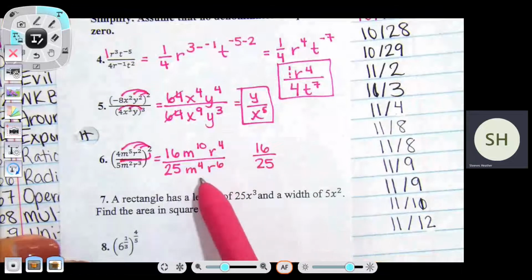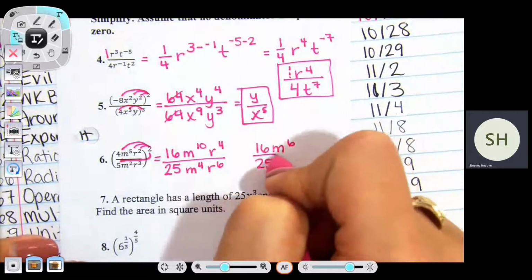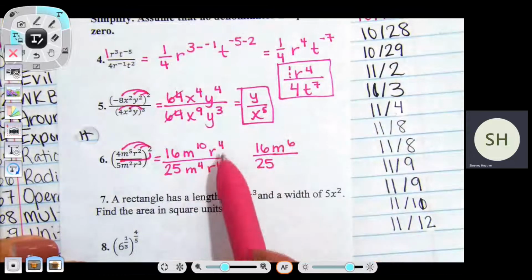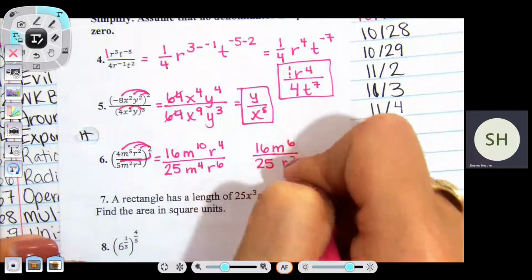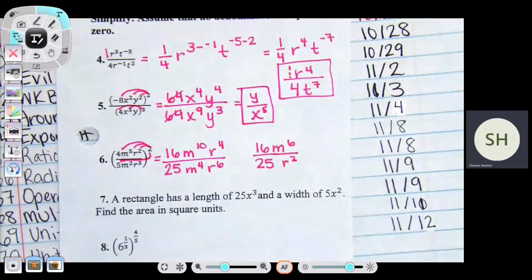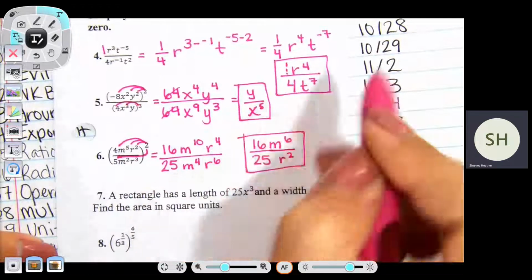M to the 10th minus 4 makes +6. So m to the 6th is going to end up top. 4 minus 6 is -2. So it's going to end up in the denominator and become positive. And that's my final answer for that one.